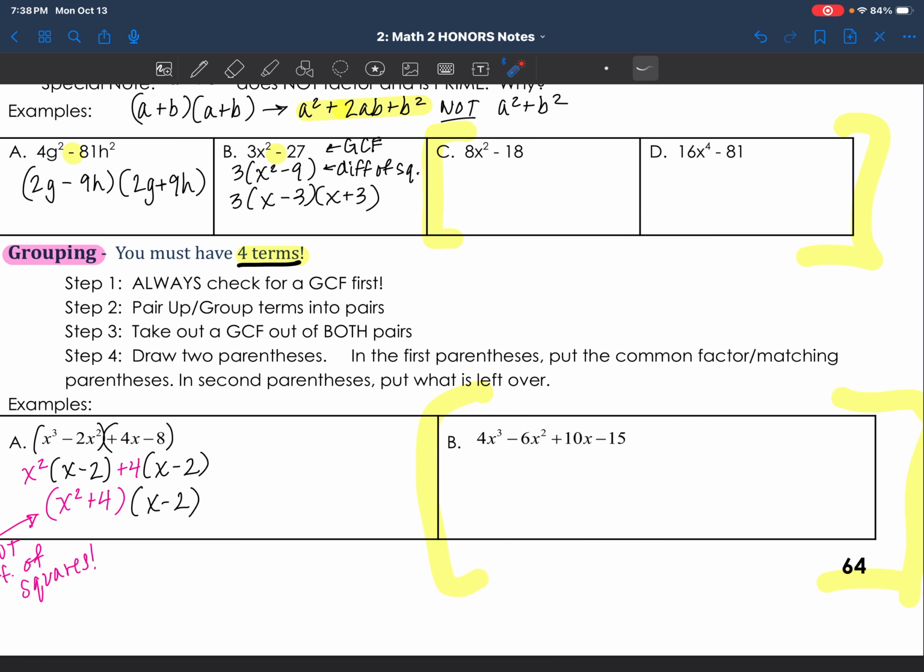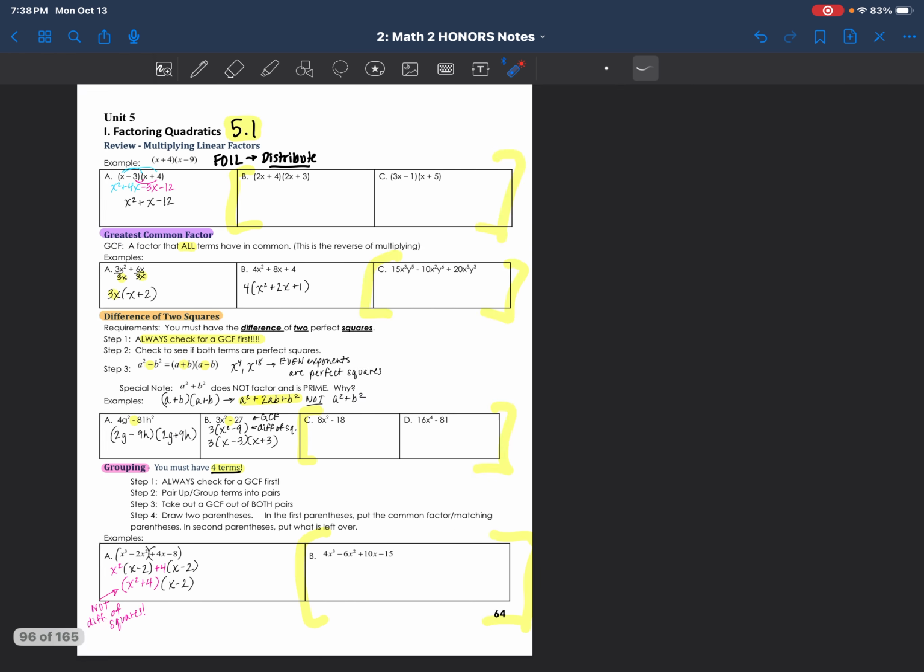All right, so how you choose to group this is up to you. You can group it this way, and this way is what I would suggest. And then go ahead and factor it all the way down. So go ahead, try this one.